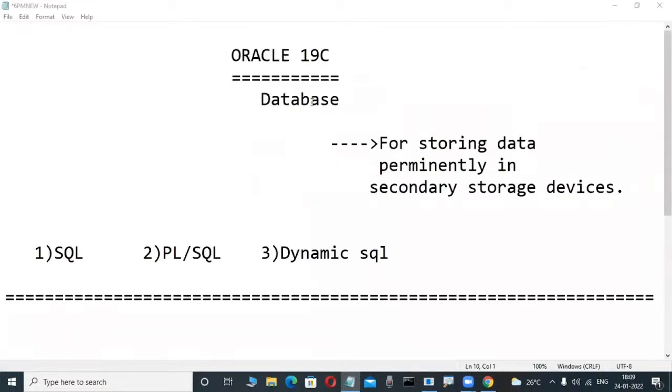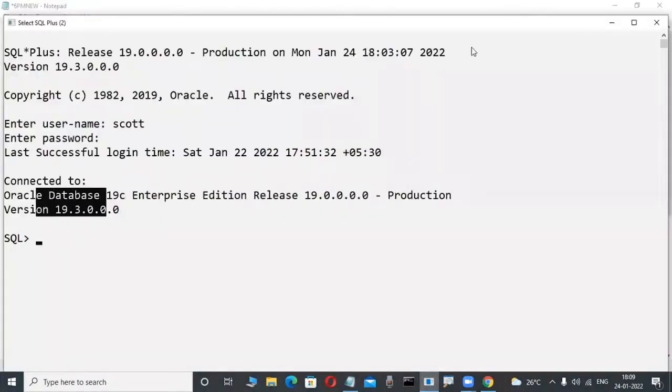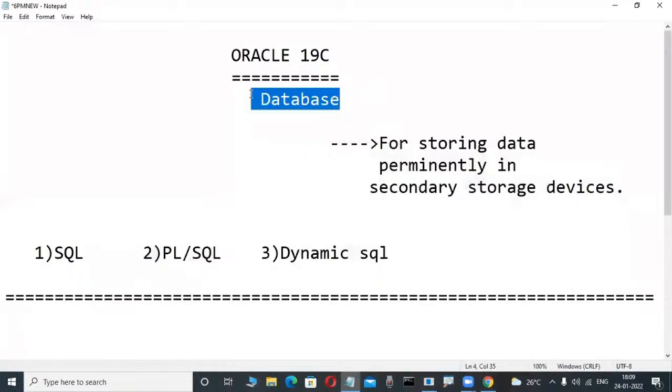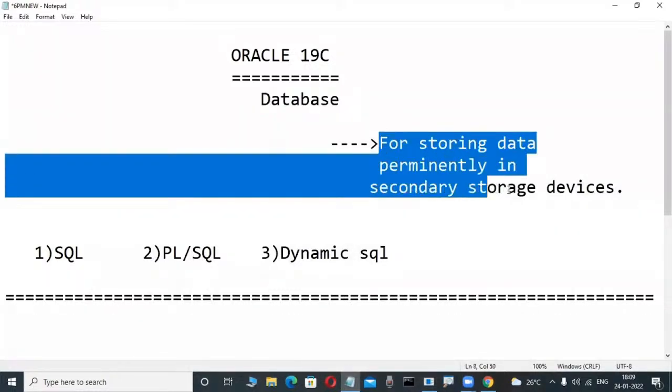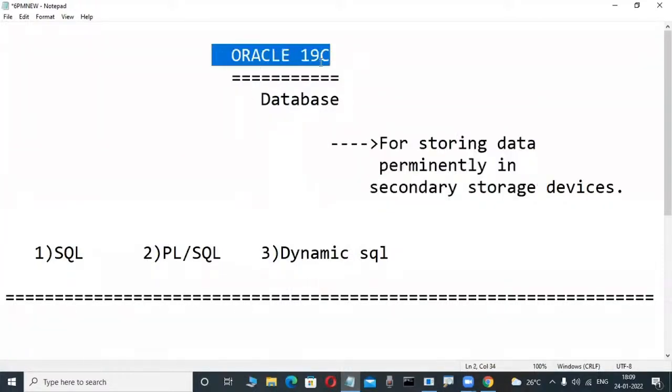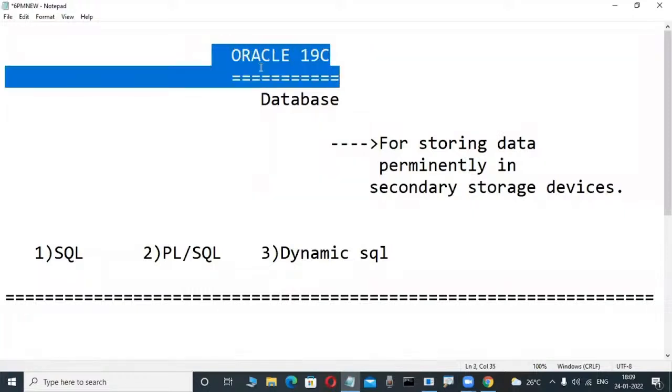Concentrate here. Anybody who did not attend the previous classes, don't worry. Simple. Oracle is a product from Oracle Corporation. 19c is a version. Don't worry. This Oracle is a database product only. Previous class notes, just for idea purpose, for newcomers. What is the purpose of this database product? For storing data permanently in a hard disk. But these types of databases, Oracle, SQL Server, DB2, MySQL, Teradata, all these databases are from different companies.